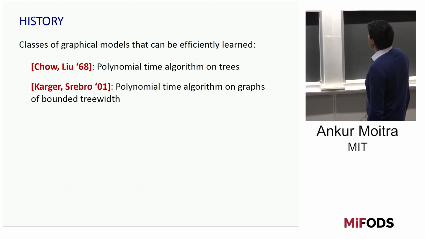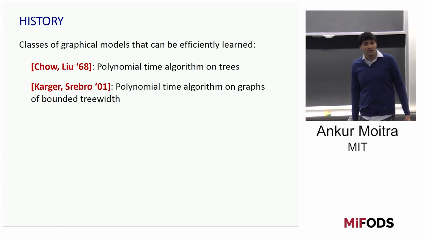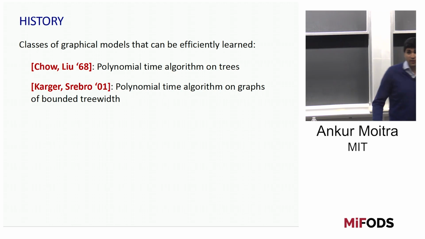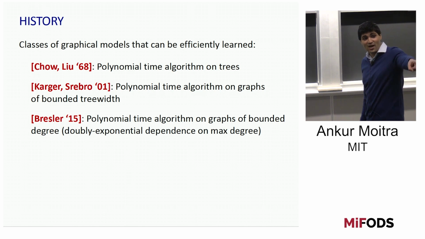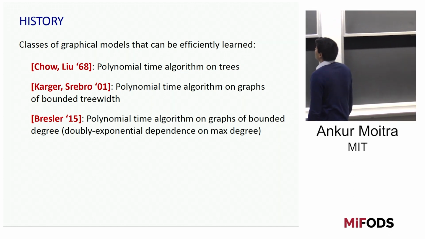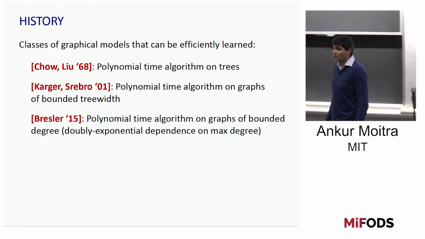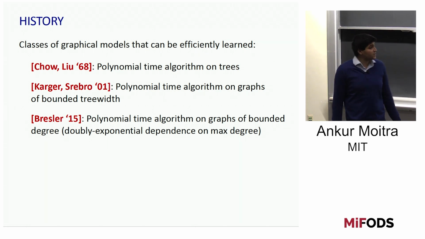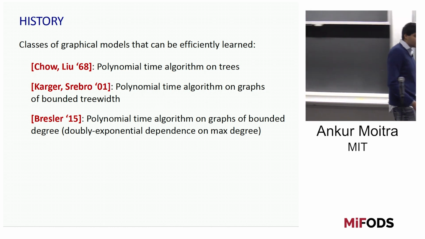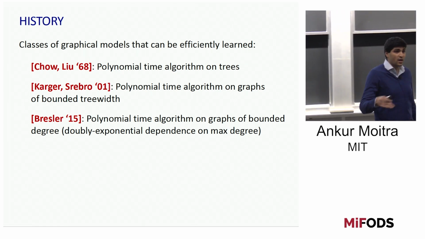After that, Karger and Srebro gave a generalization to graphs of bounded tree width. For any constant tree width, these algorithms run in polynomial time, and there's an exponential dependence on whatever the tree width may be. A really nice work of my colleague Guy Bresler, which I quite liked, was understanding what happens for bounded degree graphical models, let's say bounded degree Ising models. If the max degree is d, then it turns out, and this is pretty surprising, that there's an f of d times poly in n algorithm. The f of d depends doubly exponentially on the max degree, so the running time of this algorithm is 2 to the 2 to the d times some poly in n.